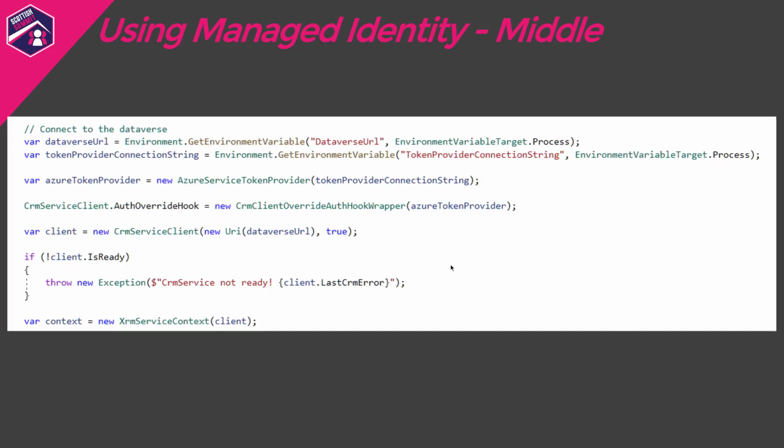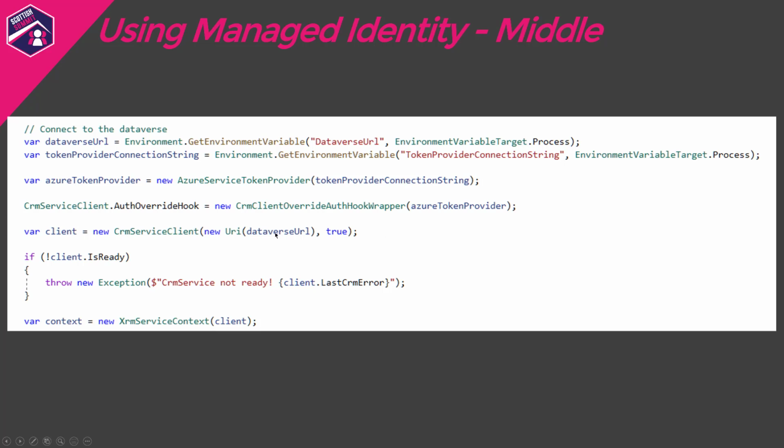But the bit in the middle is the interesting bit. So how do we connect to the Dataverse? All we do first off is get the URL for the Dataverse from the environment variable. Then we look up another environment variable, which is a token provider connection string, which we'll come on to. We give that to an Azure Service Token Provider, and that informs it how to look for tokens, where to go to look for tokens, and then we override the auth on the Crm Service Client.